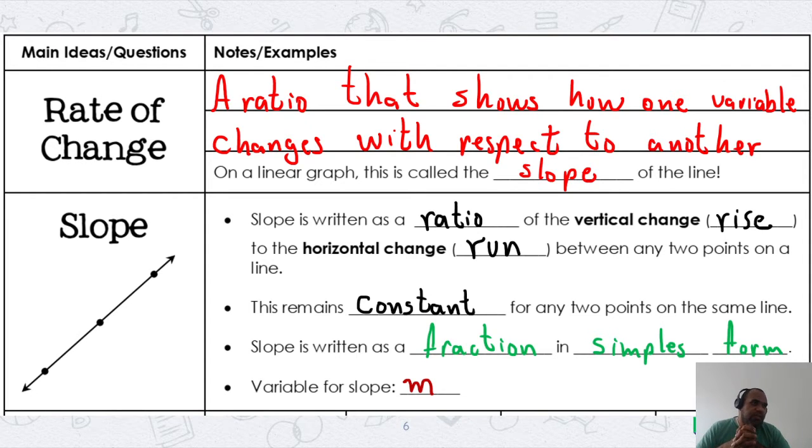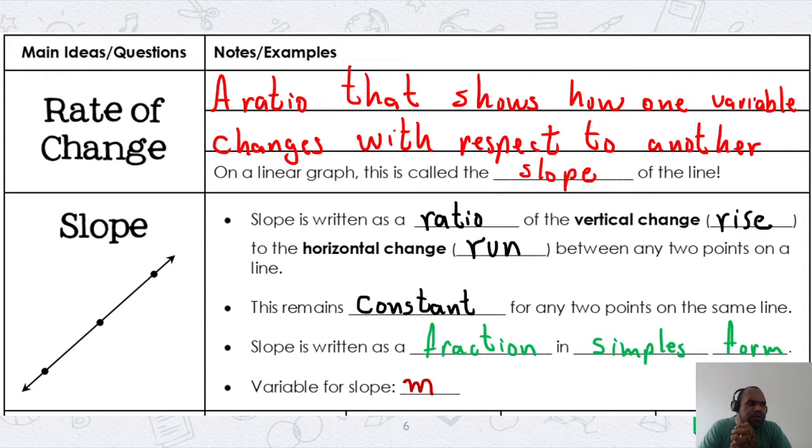Rate of change is a ratio that shows how one variable changes with respect to another. On a linear graph, this is called the slope of the line. Remember, what is slope? Slope is written as a ratio of the vertical change, the rise, to the horizontal change, the run, between any 2 points on a line. This remains constant. Any point I choose, the slope is the same, for any 2 points on the same line.